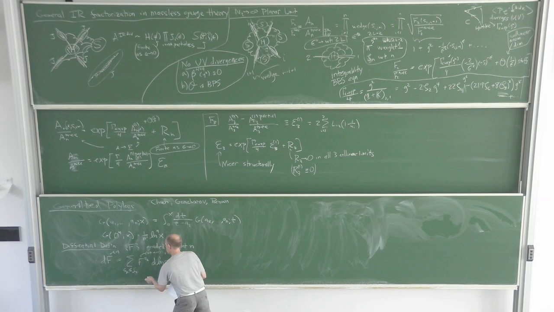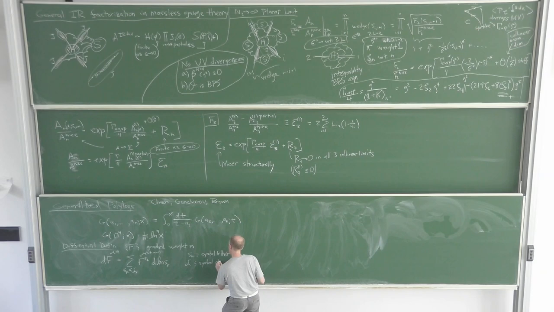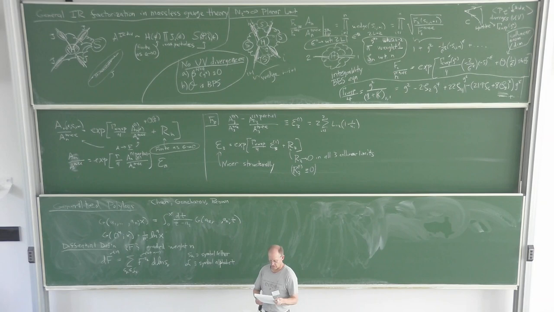So we call SK a symbol letter. They belong to this set, which is called the symbol alphabet. And not just in the N equals 4 world, but also in QCD corrections, at two loops, you encounter many cases where the answers fall into this general class. And once you understand the symbol alphabet, you're a long way towards working out what the functions are.